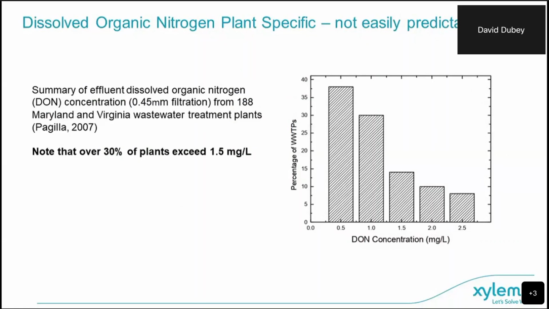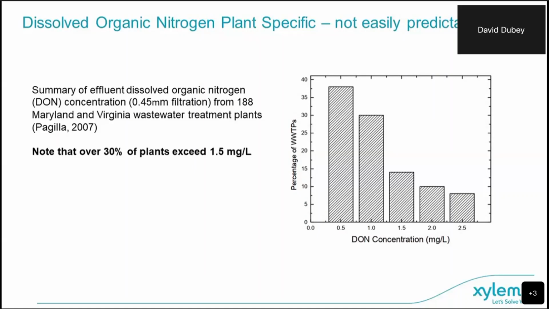There was a study done in 2007 looking at 188 plants in Maryland and Virginia, and they found that this dissolved organic nitrogen, which we were just talking about, that about 35 to 40% of the plants have less than 0.5 dissolved organic nitrogen, which makes it easy enough to meet a relatively low TN permit. But 30% of the plants have over 1.5 dissolved organic nitrogen in their effluent.